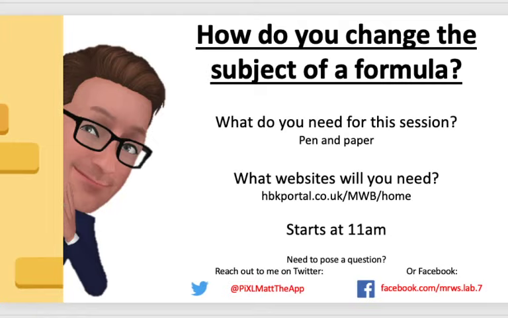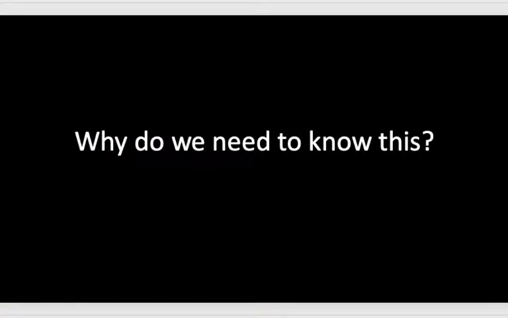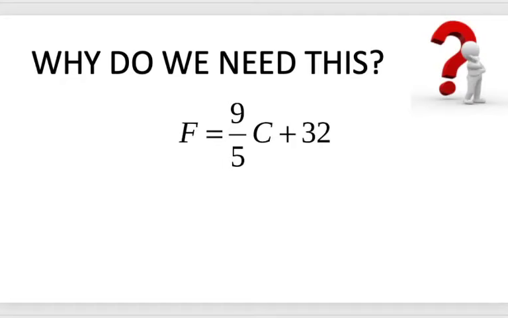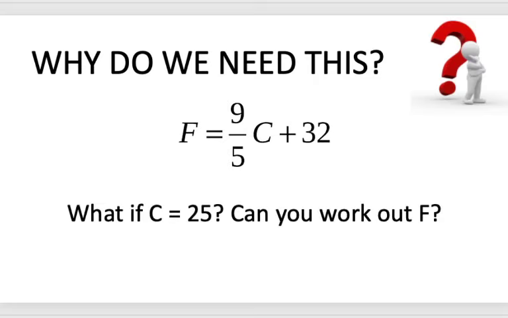I think one of the biggest questions you're going to have is, well, if it's something we don't rehearse enough in school, why do we then need this? Well, here's a really good example. This is a formula that relates to how we can convert degrees centigrade into degrees Fahrenheit. If I said that C is equal to 25, would you be able to work out what F is? Well, hopefully with this one, if C was 25, divide it by 5 and then times it by 9 gives me 45, and then add on 32 would give me 77. So I can work out what F is.